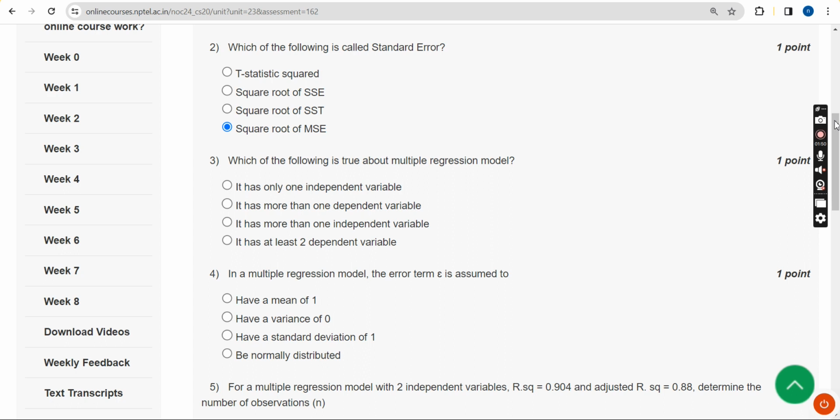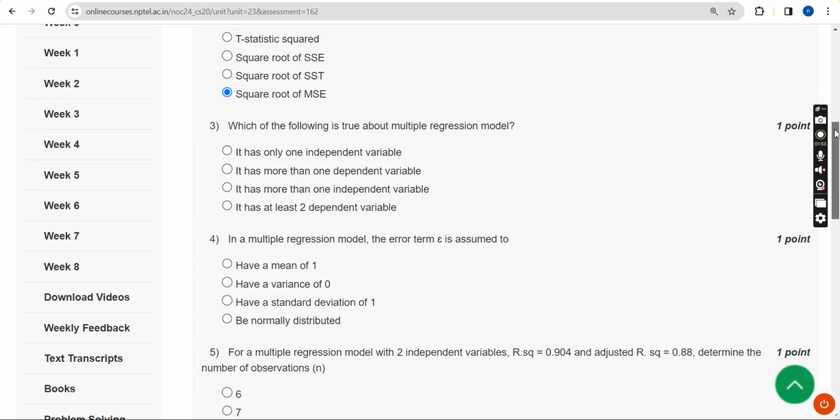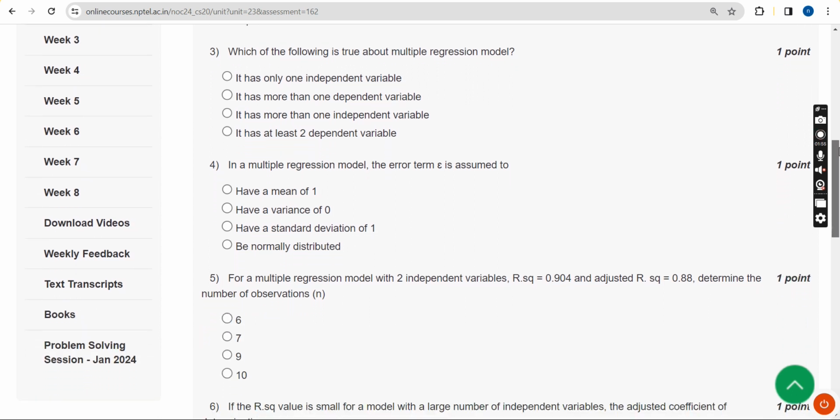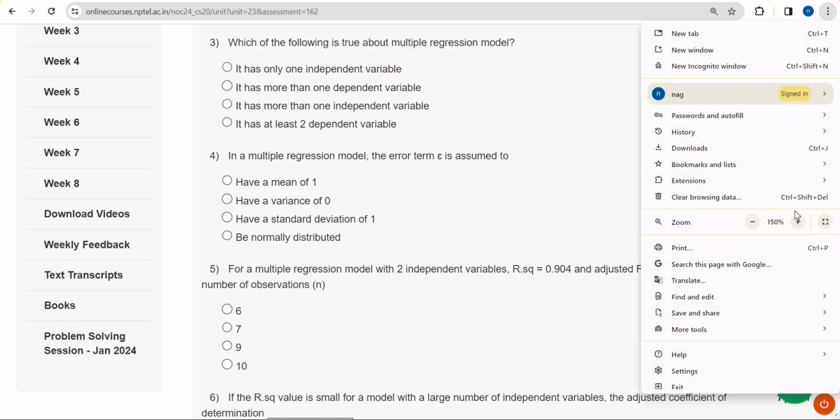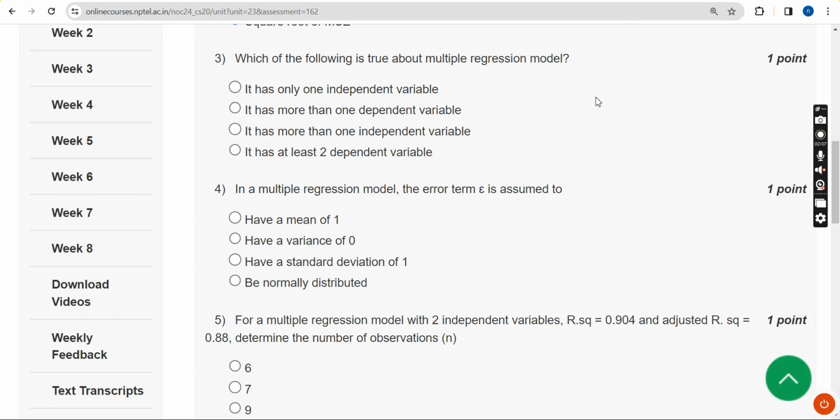Next, the third question, which of the following is true about the multiple regression model? So for the third question, it is the third option. It has more than one independent variable.